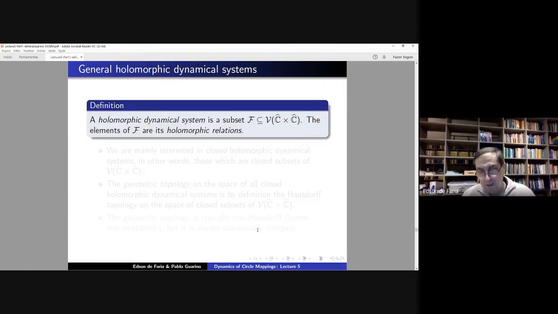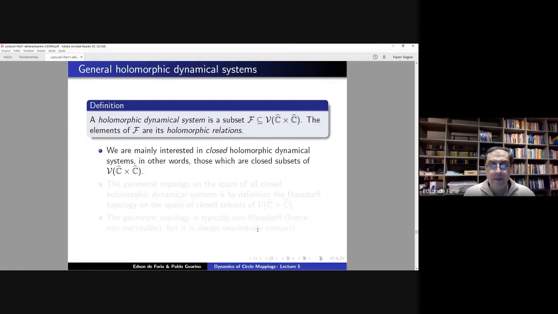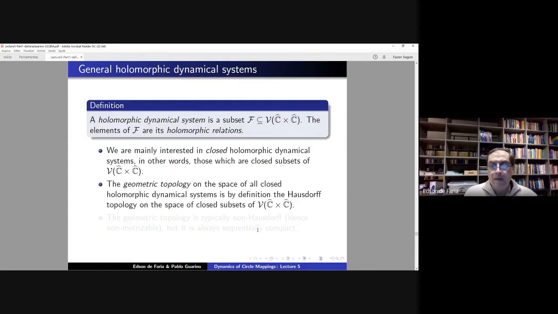So that single hypersurface, you can think of it as a dynamical system. But of course, the dynamical systems that are interesting are the ones that contain things like iterates of maps and things like that, okay? We're only interested in closed holomorphic dynamical systems. These are subsets of the space of analytic hypersurfaces. In this space, there is a topology. We want this subset to be closed in that topology, okay? And the geometric topology on the space of all closed holomorphic dynamical systems lives at a slightly higher level of abstraction. The geometric topology is essentially the topology that tells you what all the possible limits are that you can take of these holomorphic dynamical systems, okay?